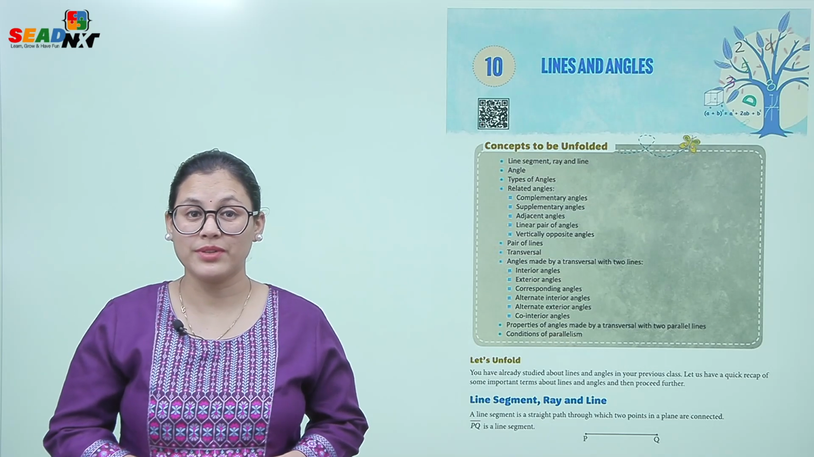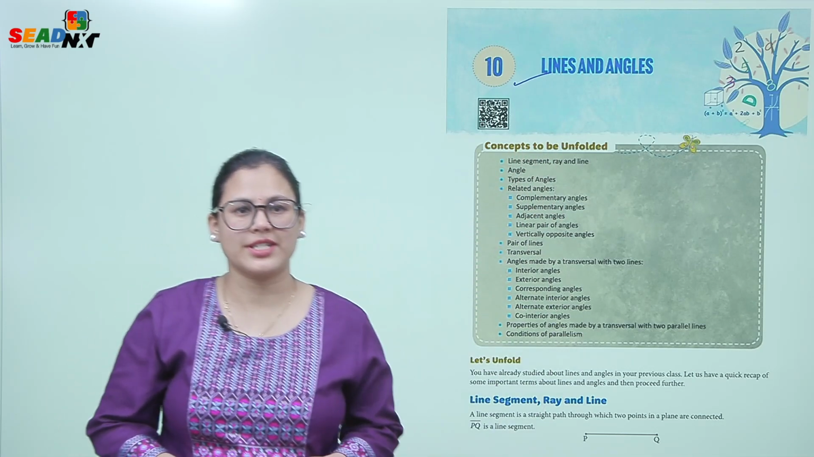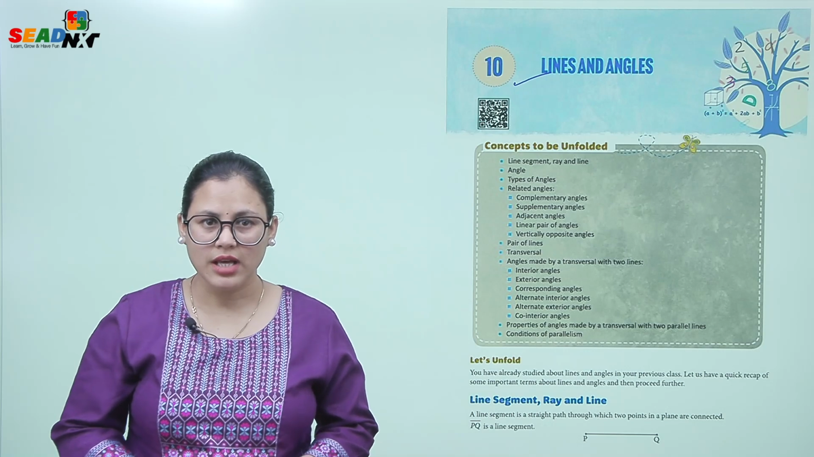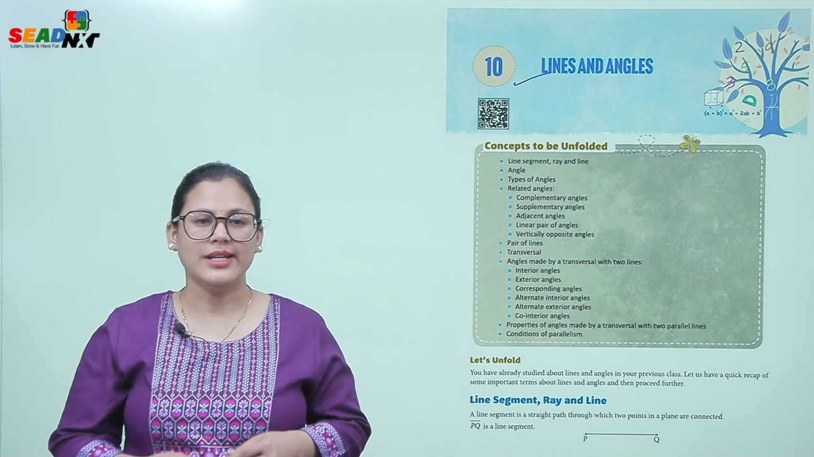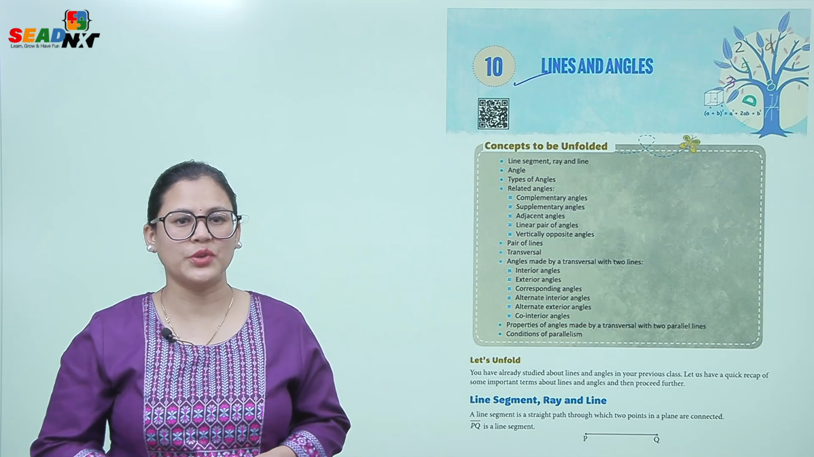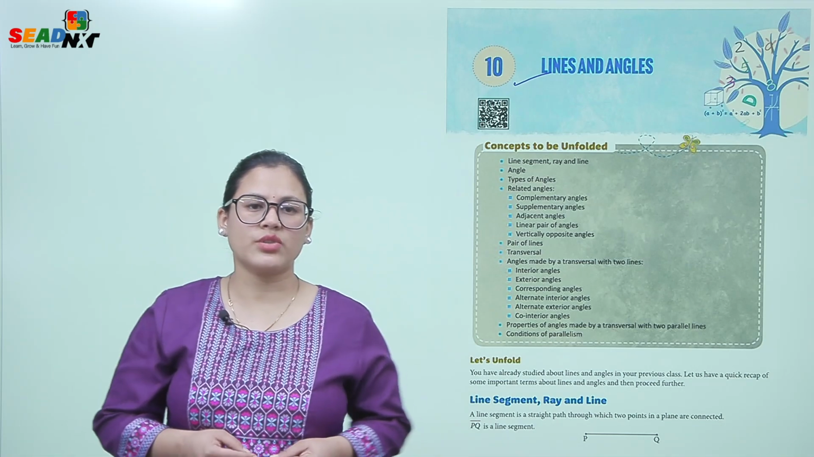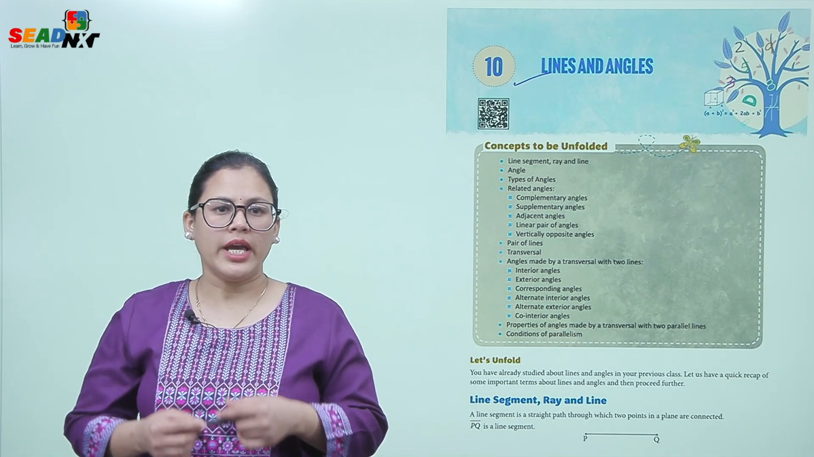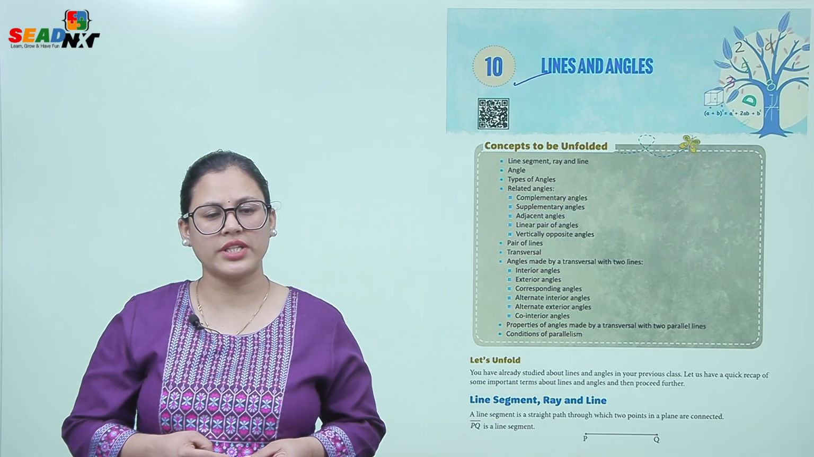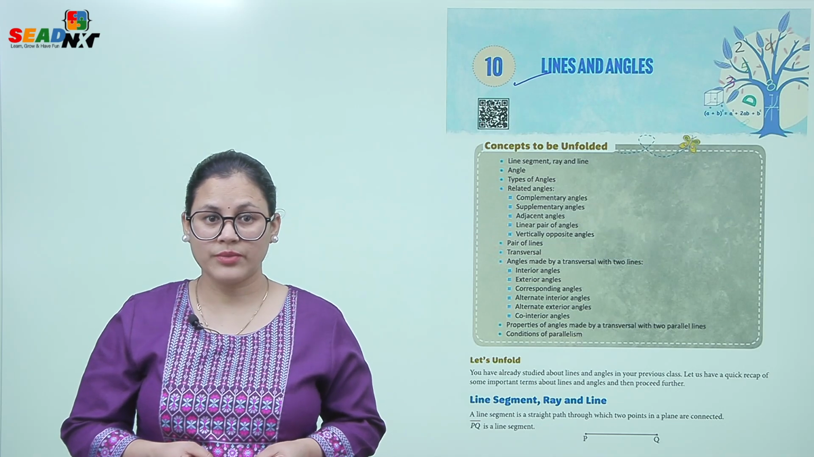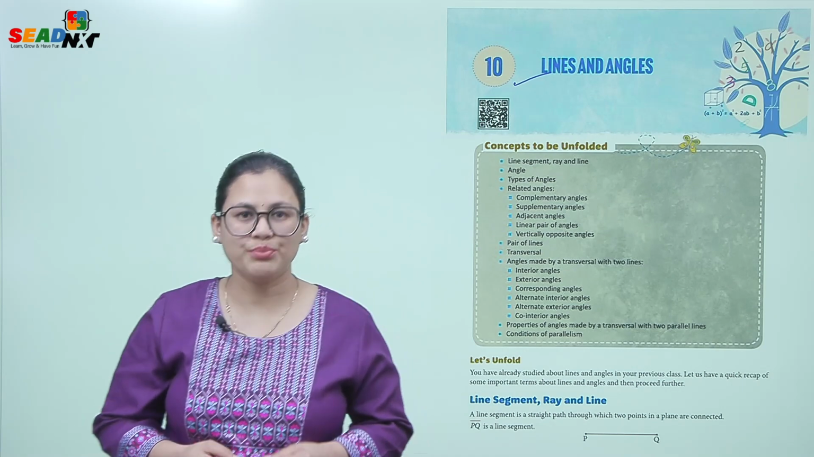Let's start today's chapter, lines and angles. Concepts to be unfolded: line segment, ray and line, angle. Types of angles, related angles. Complementary angles, supplementary angles, adjacent angles, linear pair of angles and vertically opposite angles. Pair of lines, transversal, angles made by a transversal with two lines. Interior angles, exterior angles, corresponding angles, alternate interior angles, alternate exterior angles, co-interior angles, properties of angles made by a transversal with two parallel lines and conditions of parallelism.